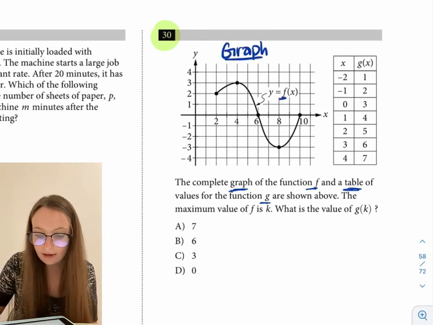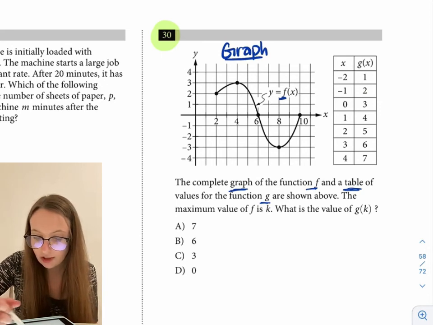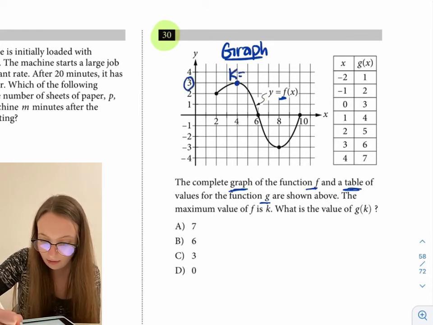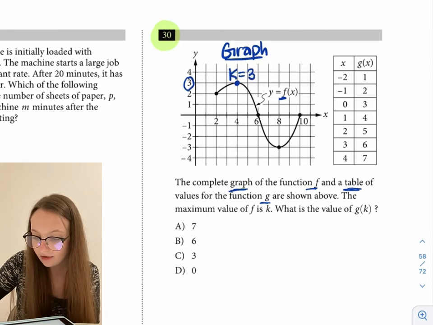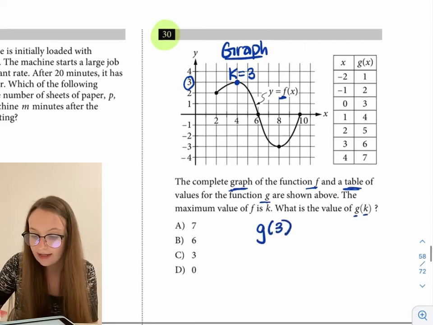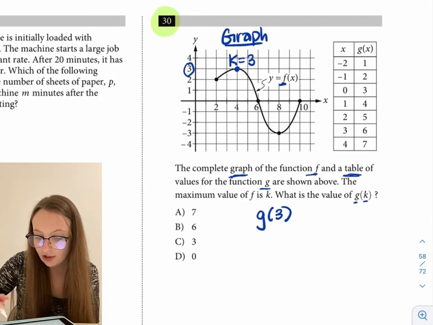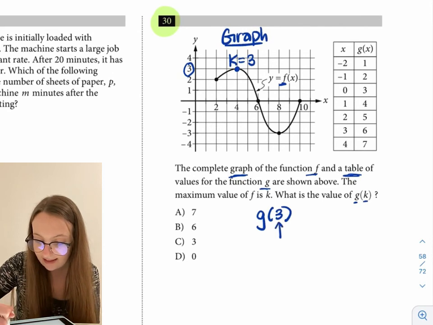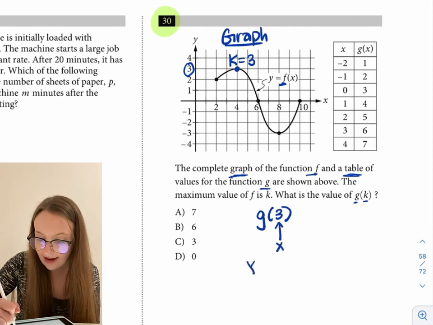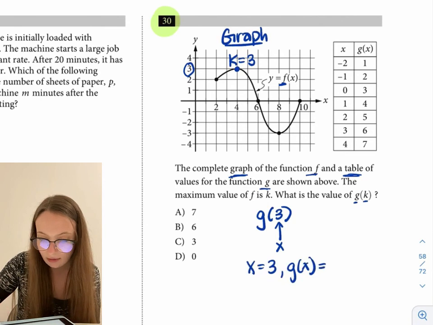So the maximum value is just the highest point that it reaches, whatever that y value is. So we can see this is the maximum point, which is equal to 3. So k is equal to 3. Then they ask us for the value of g of k. So that's basically just asking us for the value of g of 3. So what it means whenever we plug a number into g, like g of 3, that means that that's the x value that we're plugging in. So we basically know that x is equal to 3, and we want to know what is g of x when x is equal to 3.